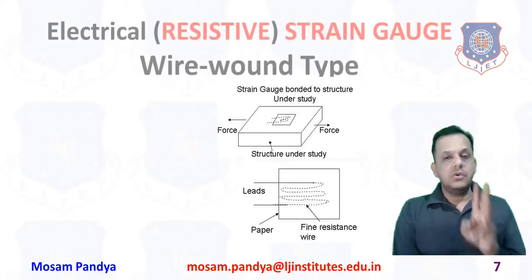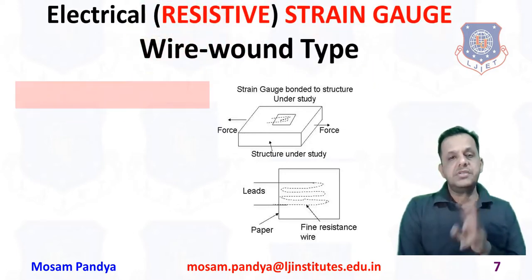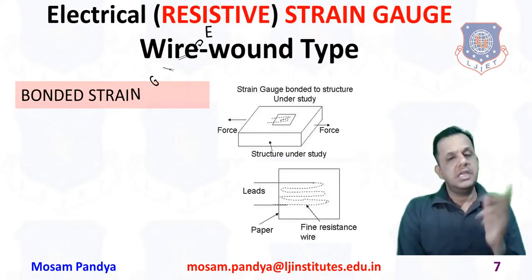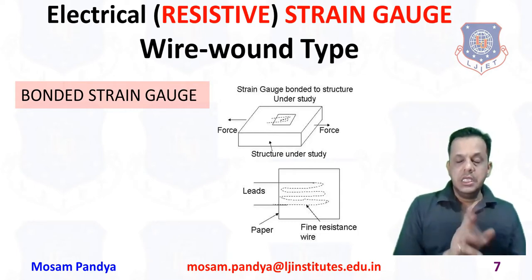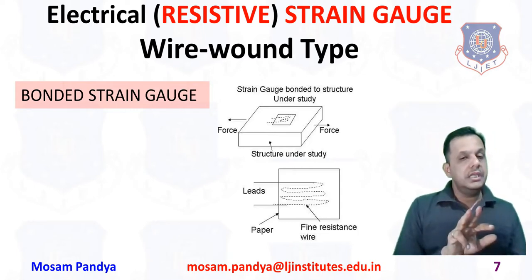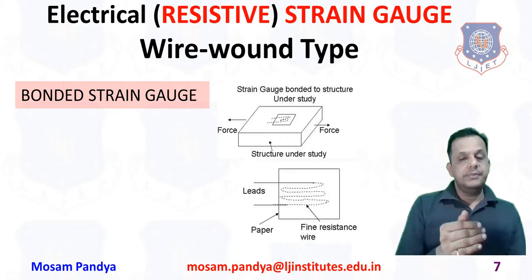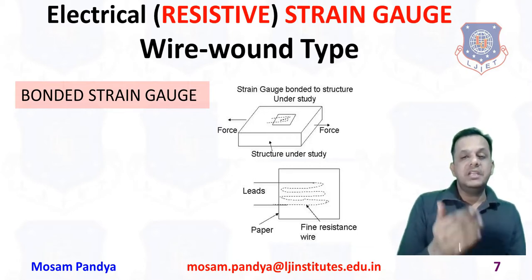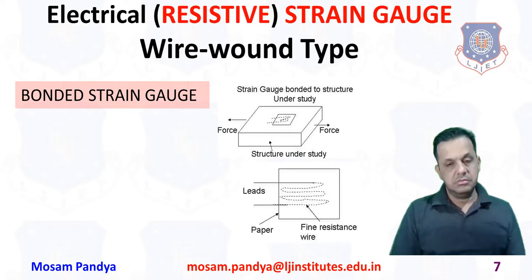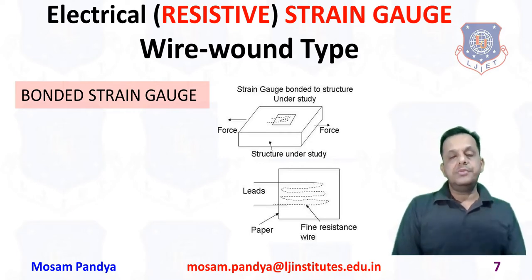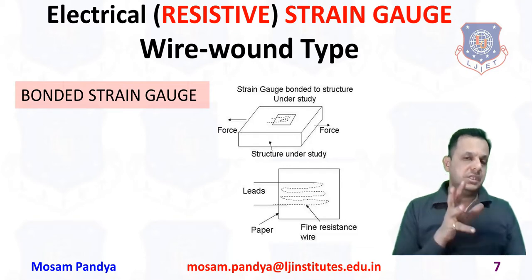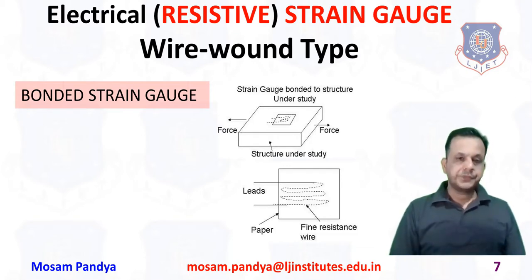Basically, there are three types of electrical, that means resistive, strain gauge. One is the bonded strain gauge, that we had already started. Another will be unbonded, which along with the bonded is the wire wound type. Then there will be the metal foil type of strain gauge, and the third one will be the semiconductor type of strain gauge, where we will be using the concept of piezoelectricity.